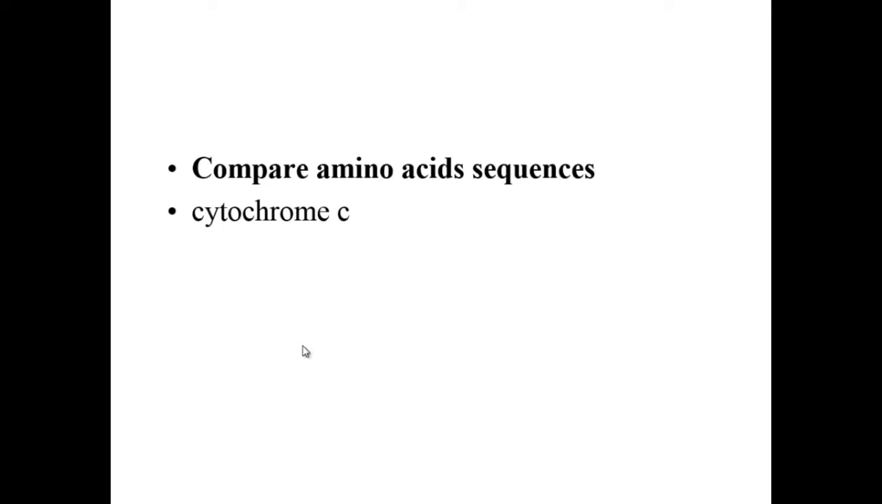So we can look at something like cytochrome C. Cytochrome C is an amino acid sequence that many organisms have. And so we've used that to kind of differentiate how organisms are related.